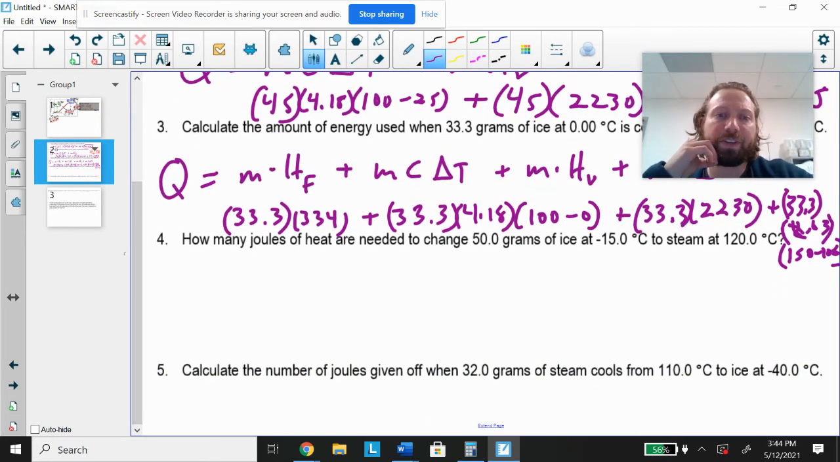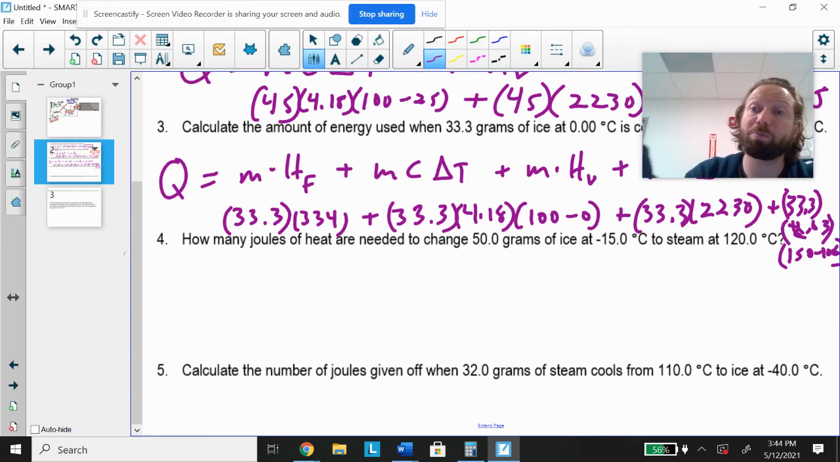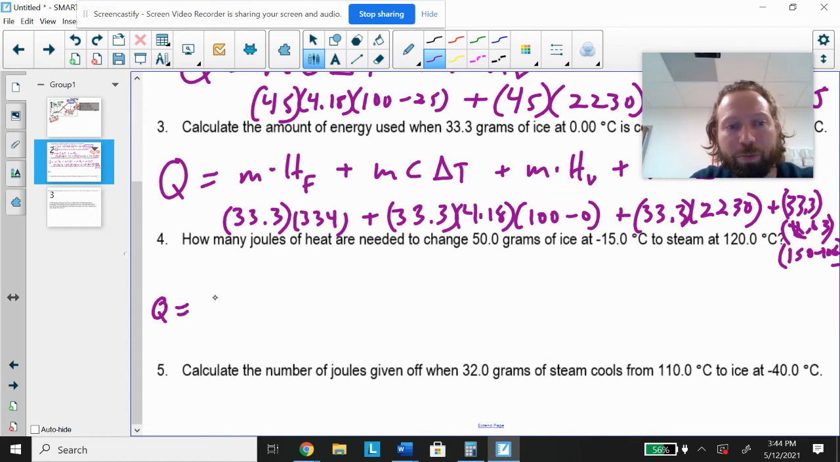How many joules of heat are needed to change 50 grams of ice at negative 15 degrees Celsius up to 120 degrees Celsius, making it steam? And so again, this is a very similar problem. Instead of us starting at ice, we're going to start below 0 at negative 15. And this will be essentially the same thing, but all 5 parts in this case.